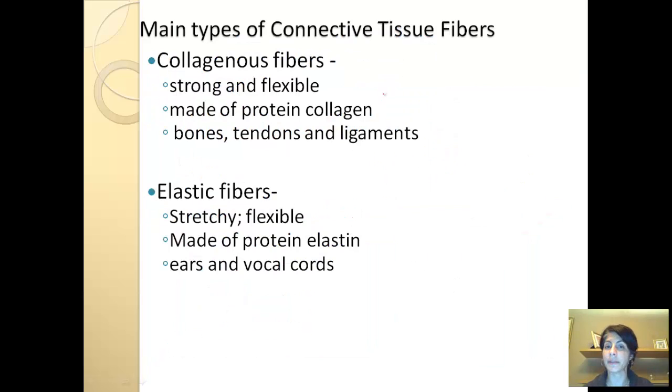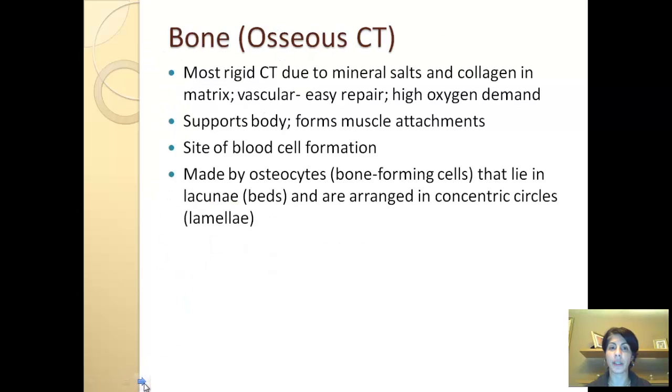So the main types of connective tissue fibers that you're going to see mentioned again and again are collagen, which is made of the protein collagen, and that is found mostly in bones, tendons, and ligaments, and also the stretchy, flexible elastic fibers, which are made of the protein elastin, and those are found in the ears and vocal cords of the human body.